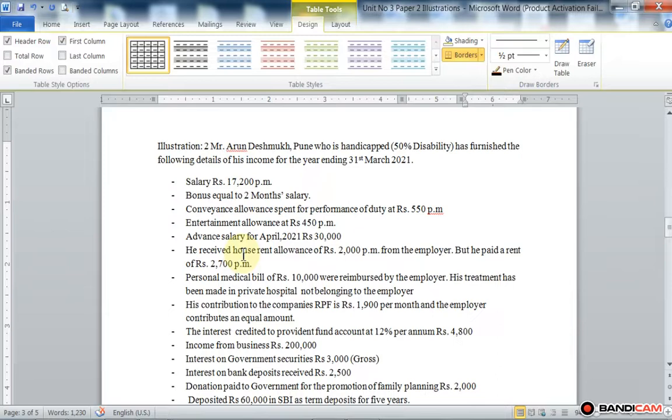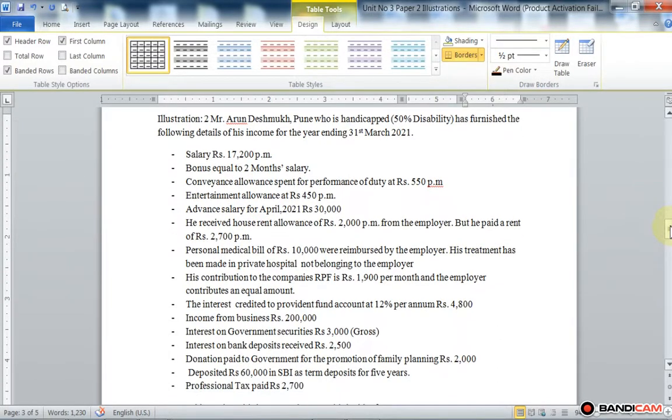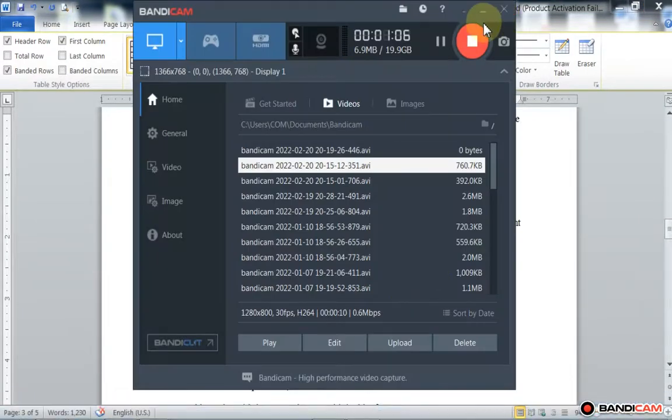Illustration number 2: Mr. Arun Deshmukh, Pune, who is handicapped with 50% disability, has furnished the following details of his income for the year ending 31st March 2021. With the help of the information provided by Arun Deshmukh, here we compute his total taxable income.